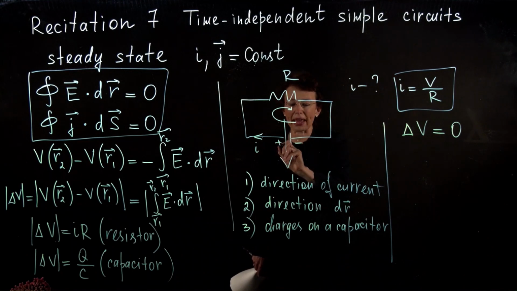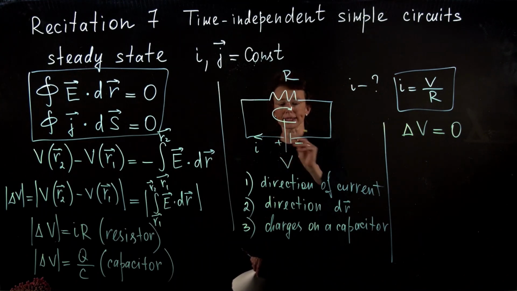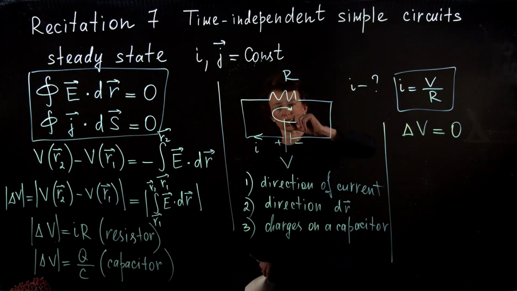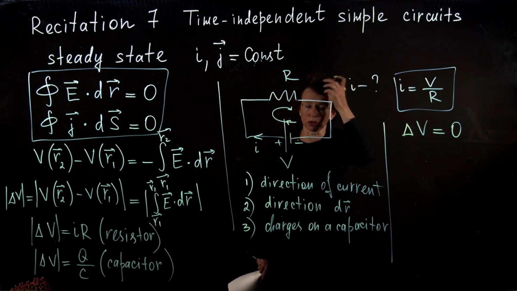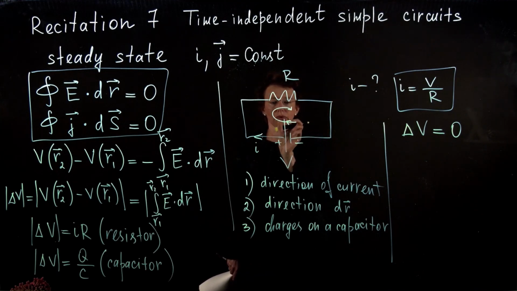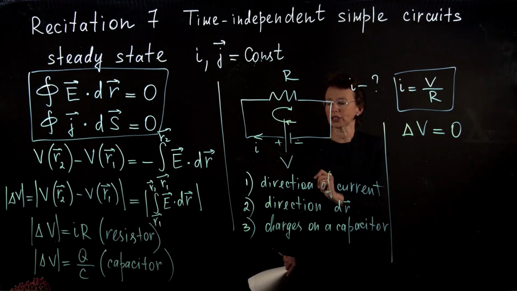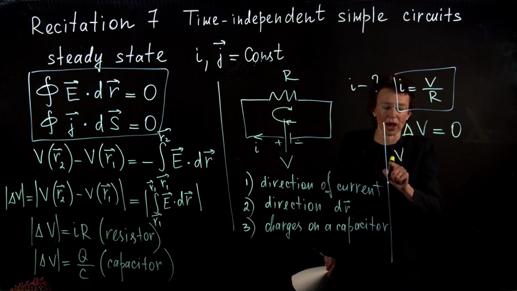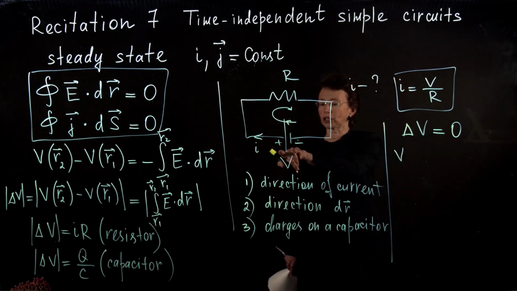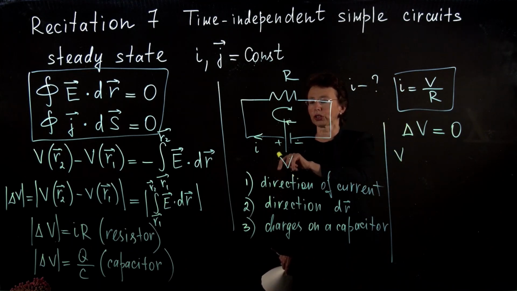I start with the battery. From minus to plus, I have a positive change. I remind you, I go in this direction. For me, it is to the left. What about you? Is it to the left? Okay, for me, it is to the left. From minus to plus, I have a positive change in voltage. That's why I put plus here. And the magnitude of the change of voltage is V.